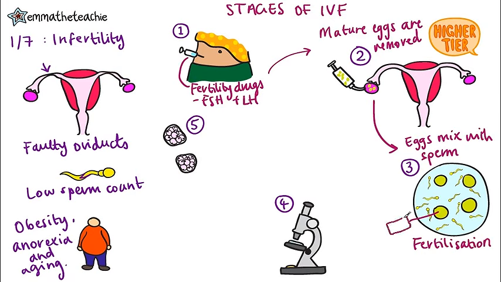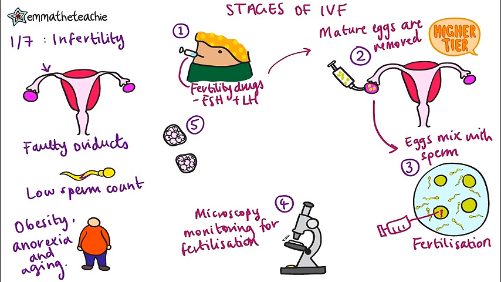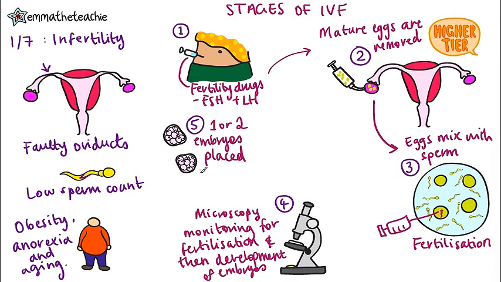If the infertility was caused by the man not producing enough sperm, individual sperm can be injected into the egg. Microscopy can then be used to monitor that fertilization has actually happened, and to check that the fertilized eggs develop into the embryos, which are just tiny little balls of cells. 1 or 2 embryos are placed into the mother's uterus, bypassing the faulty oviducts. Hopefully, at least one baby will grow and be born.